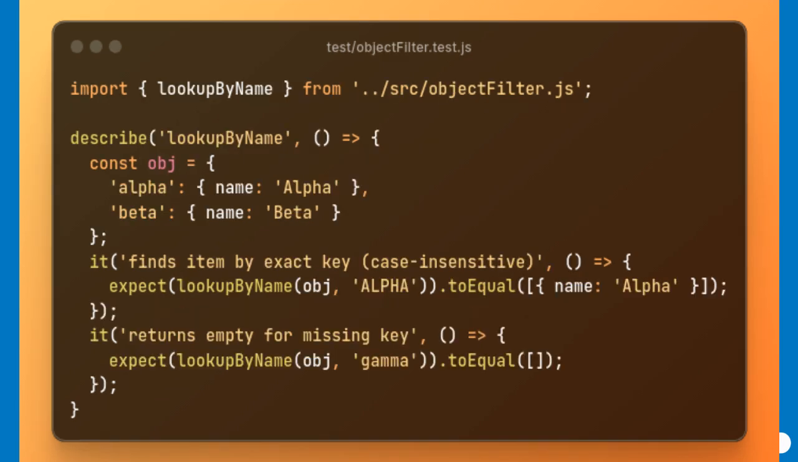This unit test validates the object-based lookup by name function. It ensures both that exact matches, case-insensitive, succeed, and that missing keys return an empty result. The approach demonstrates best practices for testing O(1) object lookups.